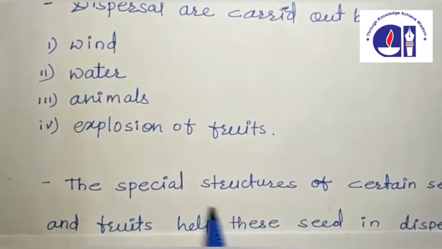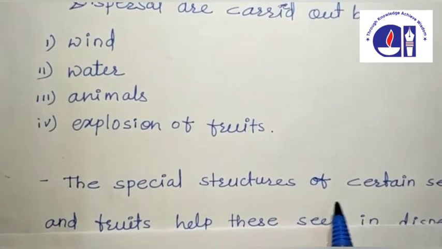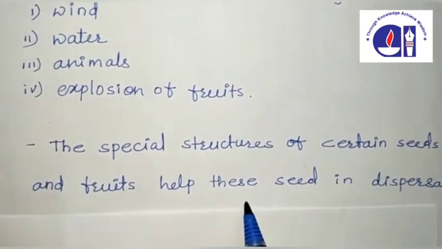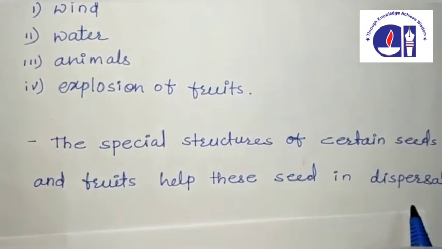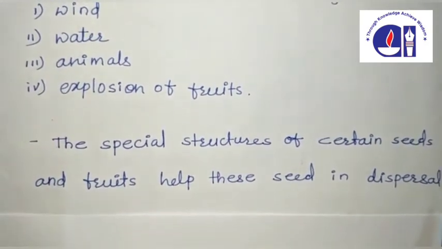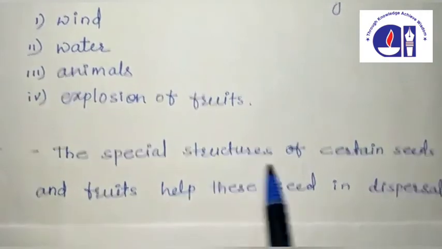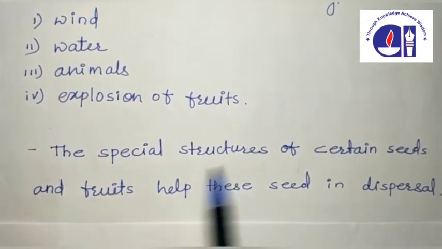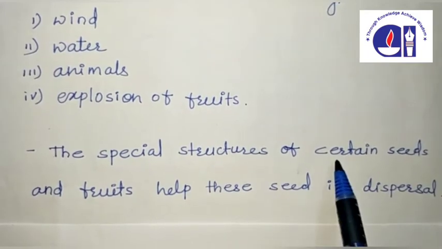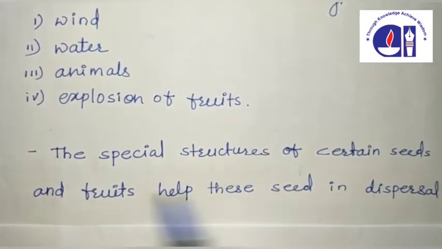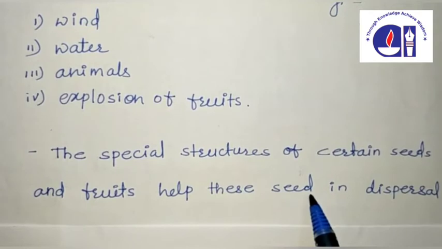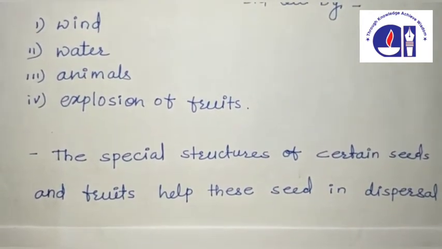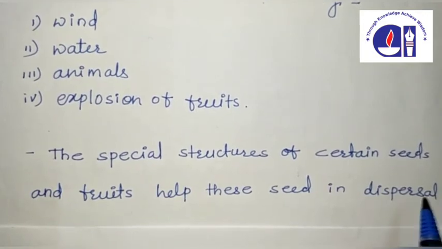Now see, students, some seeds have special structures, and the fruits help the seed to disperse. It means some seeds have special structures or special features, so with the help of those seeds or fruits, they can go away or be dispersed. Okay, students?